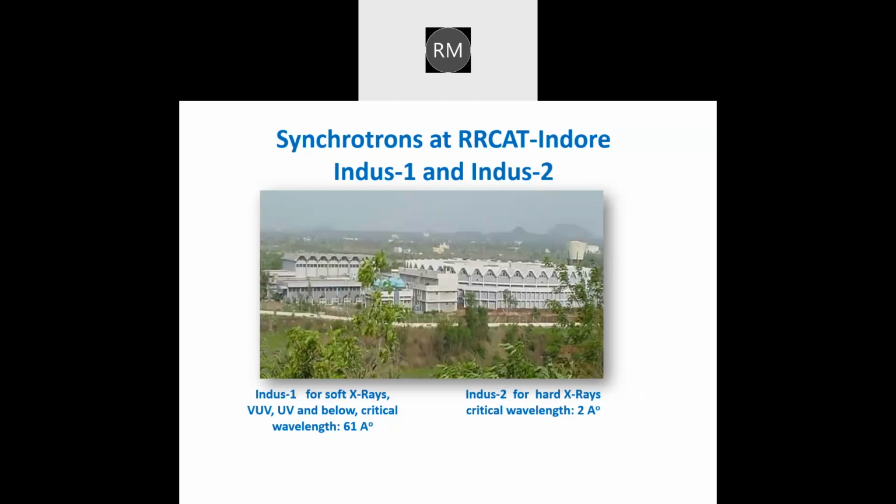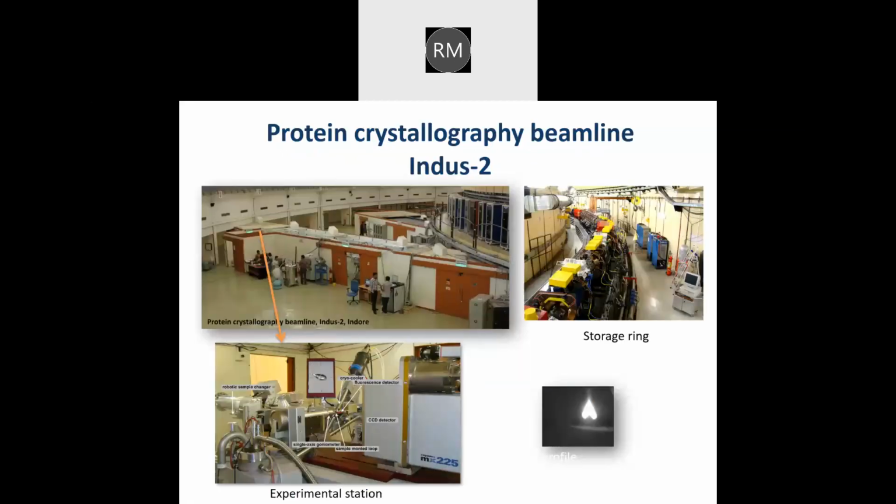So these are the two big facilities that RRCAT Indore has, which is a kind of national facility, and the beamlines surrounding this facility produce different centers for research called beamlines. So you can see the picture of the protein crystallography or macromolecular crystallography beamline. So you can see here the ring. And this ring can be seen here. A lot of magnetic and other control units are kept there.